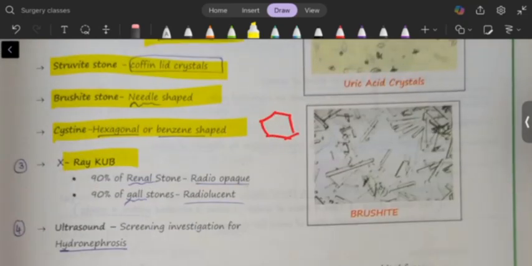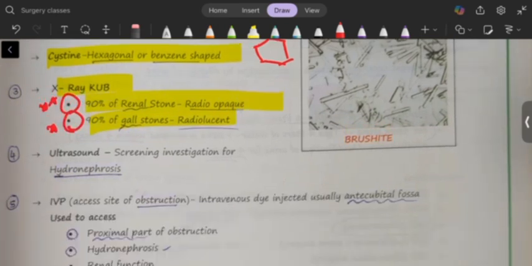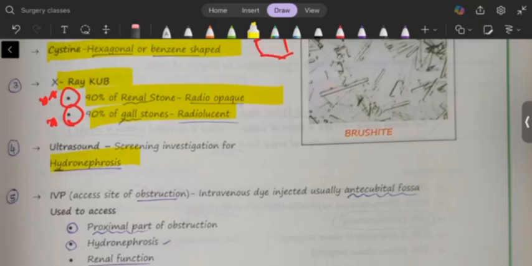So 90% of the stones, as we know, are radio opaque, whereas 90% of the gallstones are radiolucent. So it is the opposite. Okay? So 90% of gallstones are radiolucent, and 90% of renal stones are radio opaque. Ultrasound, again, is a screening investigation usually for fluids. So hydronephrosis, where fluid accumulates in the kidney and the kidney enlarges, in order to rule out hydronephrosis, we'll go for ultrasound.